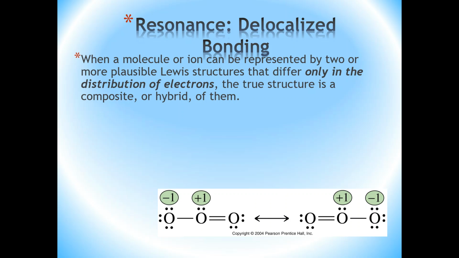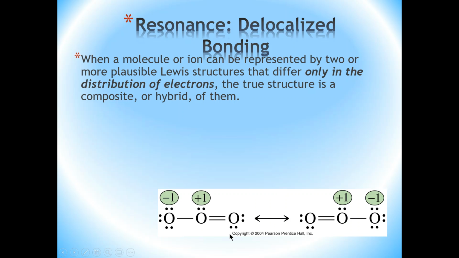So if you look at the example of ozone, what you see here is the Lewis structure of the ozone molecule. And here is another representation of the same molecule. If you compare these two, you'll see that the difference between them would be how the charges are distributed, right? So for example, here you have a -1 charge on the oxygen on the left, but over here the -1 charge is on the oxygen on the right.